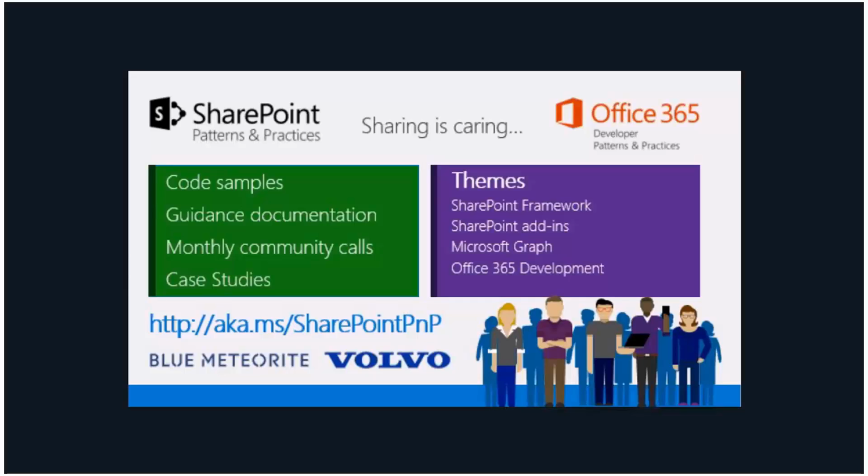aka.ms/sharepointpnp is the address where you can go and find the latest information. To be fair, I did not update that page after yesterday's release yet, so it is missing just the latest links, which will be added there later today. So let's get going on the monthly highlights.